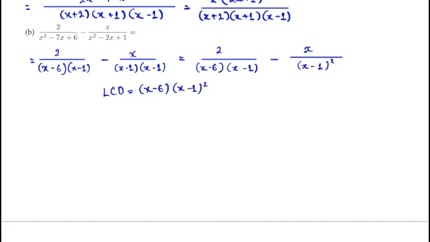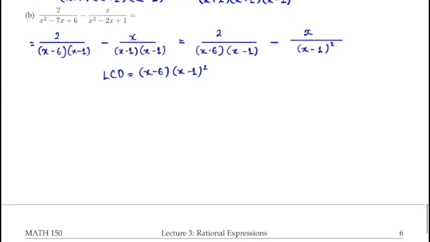Now the next step is to make the denominator same with the LCD. So x minus 6, x minus 1, what is missing from this denominator? Not x minus 1, right? So you multiply top and bottom by x minus 1 for the first rational expression. What is missing in the second term, or the second expression? x minus 6. So you multiply the top and bottom by x minus 6. Okay. So here's what we do.